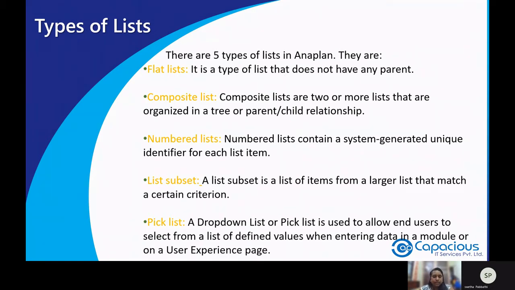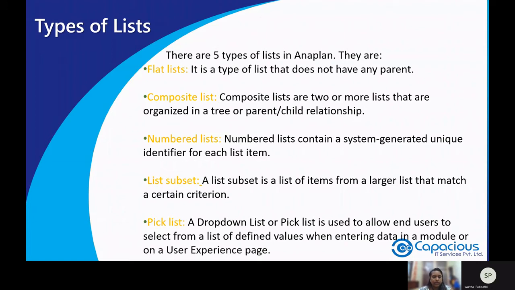Next is the list subset. A list subset is a list of items from a larger list that matches a certain criteria. In this, we come across Boolean formats for the list subset, to take the certain items and connect them in a single list, whereas the cell count will be decreased in the model.